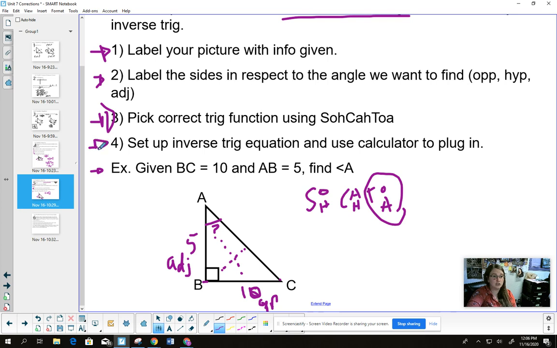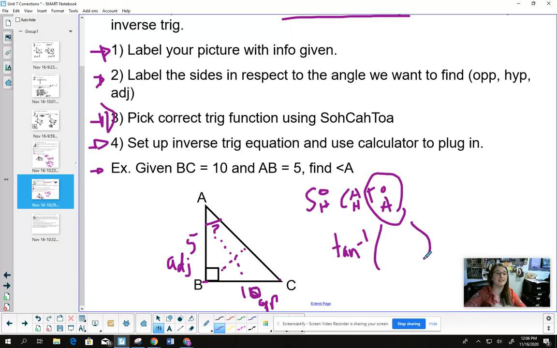Now, the nice thing about inverse trig is that once you have your setup, you go immediately to your calculator. So, inverse tangent means tangent -1, right? That's that special button. You don't type the -1 yourself. It's a special button in the calculator.